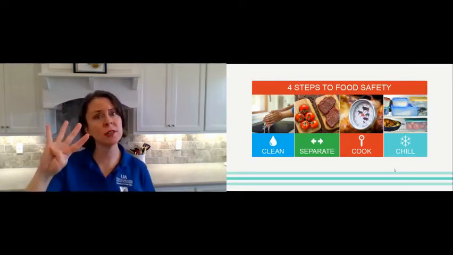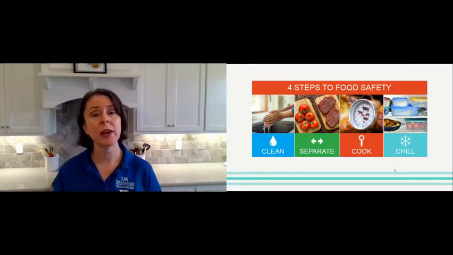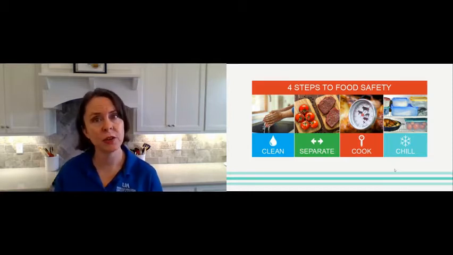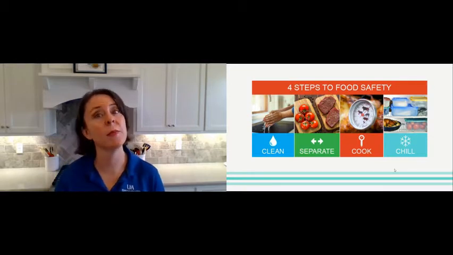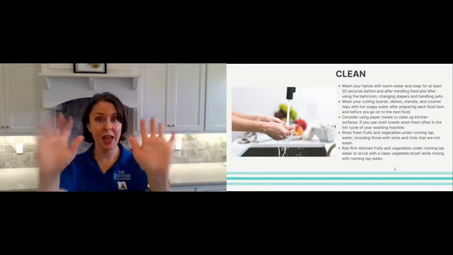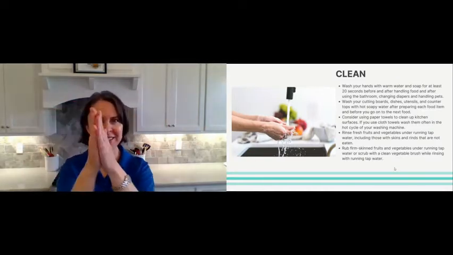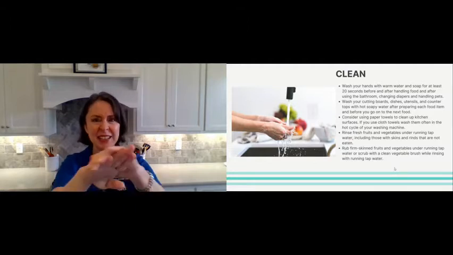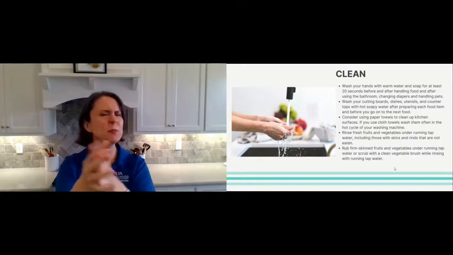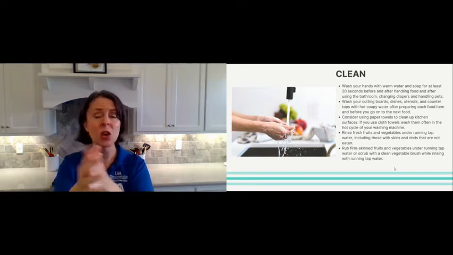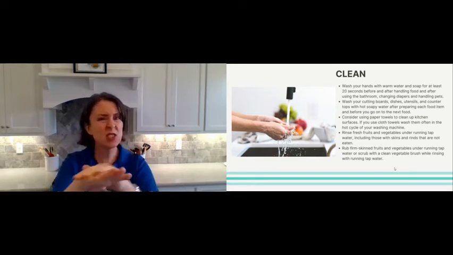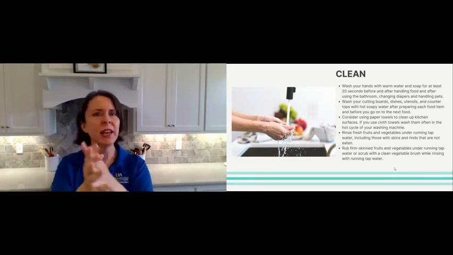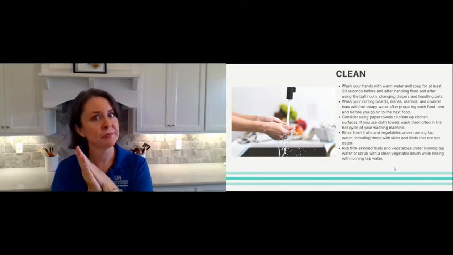So there are four steps to food safety. You want to have good products when you take them out of the freezer, and the best way to do that is to keep food safety in mind. So, clean. Clean your hands. Warm water, soap, 20 seconds. Clean those hands, especially after you deal with meats, raw eggs, vegetables. Clean those hands often while you're cooking.